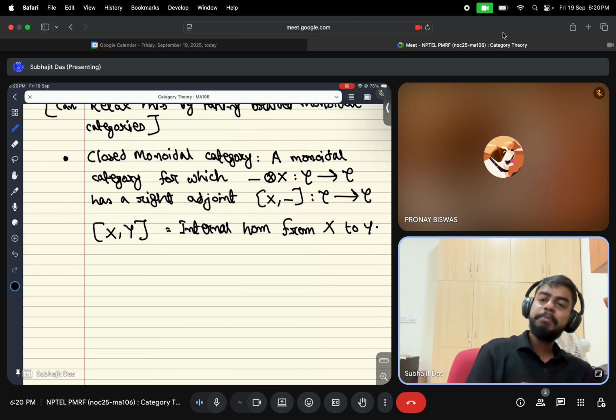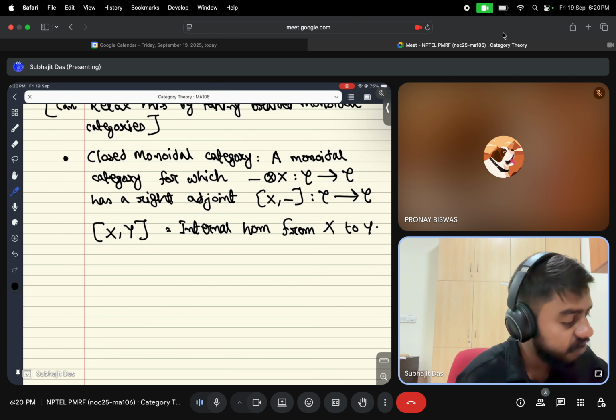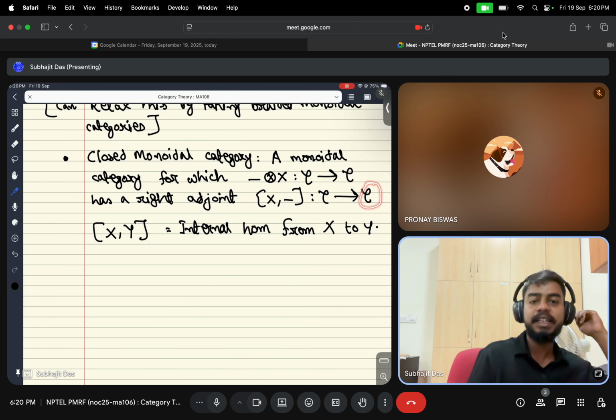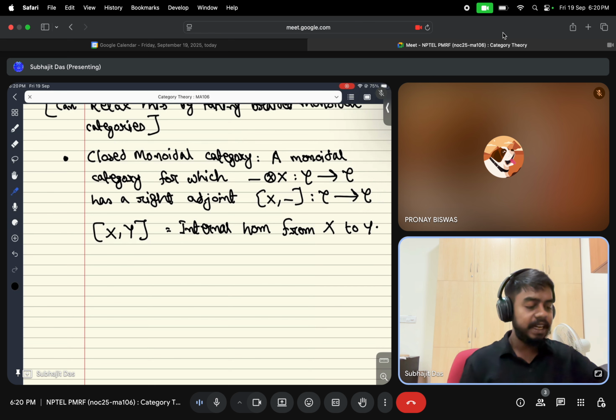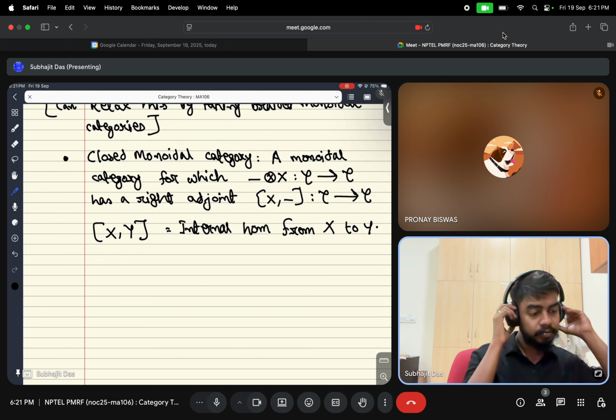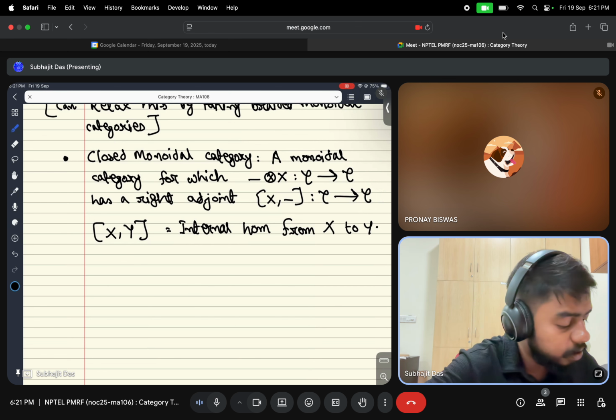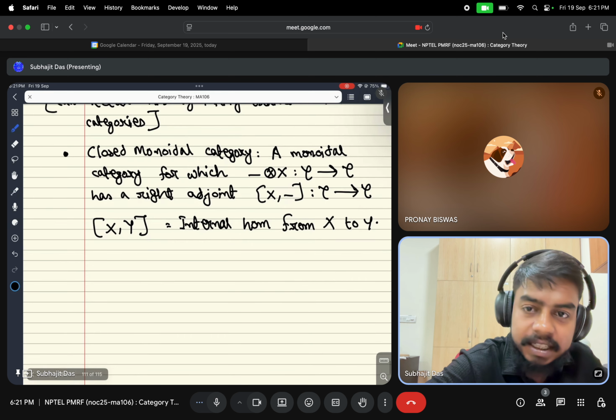So it exactly behaves in the same way as a Hom functor should do. That is why it's called an internal Hom, except now observe that instead of Set here you just have C. So in a sense, Homing doesn't take you out of your category, you still stay inside the category. That is why it's called an internal Hom. So give me an example of a closed monoidal category.